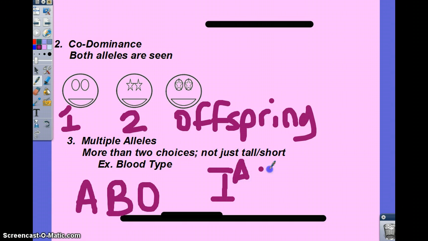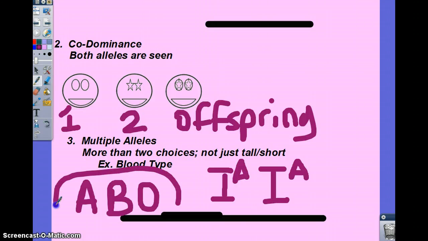It's actually expressed like this, blood type. Let's say this would be homozygous A, right? You could be IA, IB. You could be IA, IO. Yes? So there's multiple alleles, in this case 3, responsible for the trait.